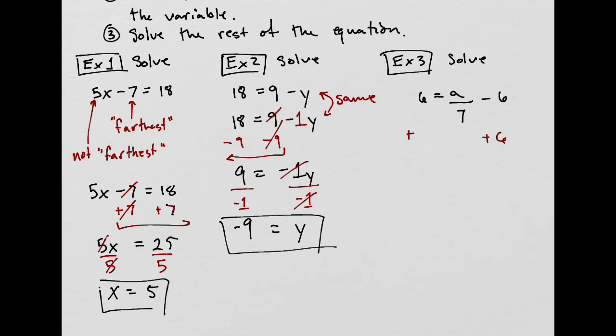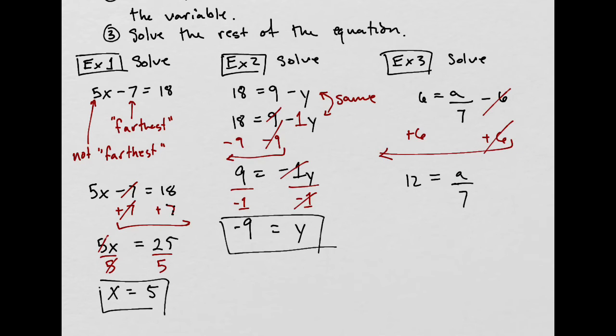So I'm moving it over. That goes away, and then +6 plus 6 is regular 12, or positive 12. And then it's a one-step equation. So it should be pretty easy.